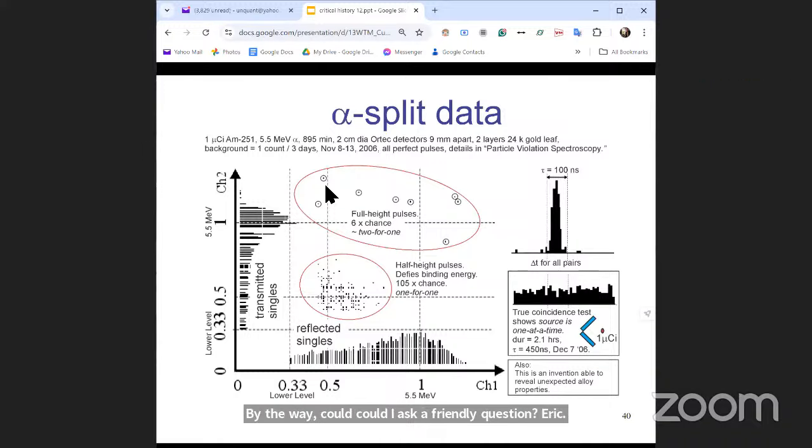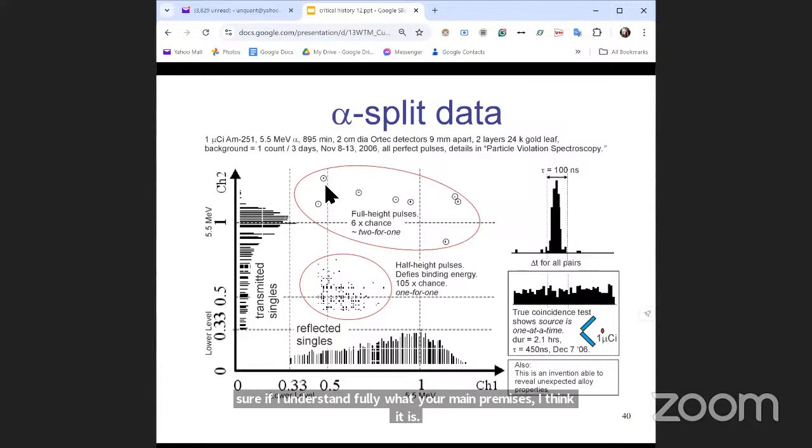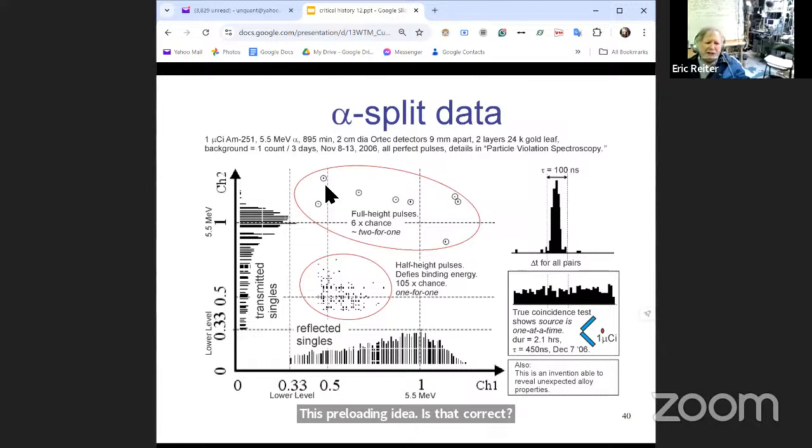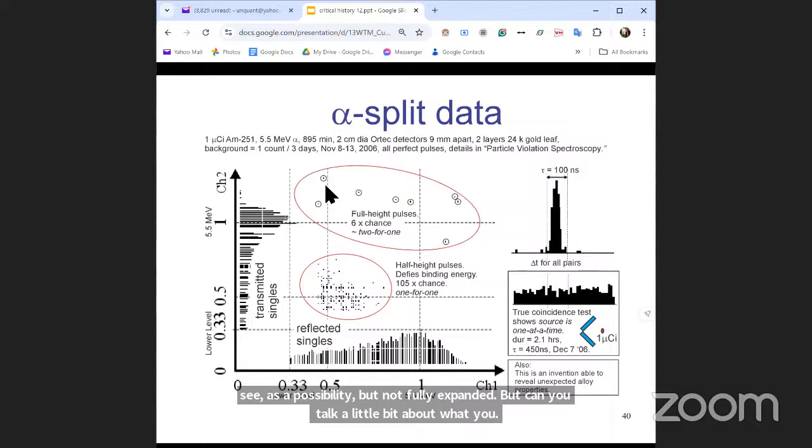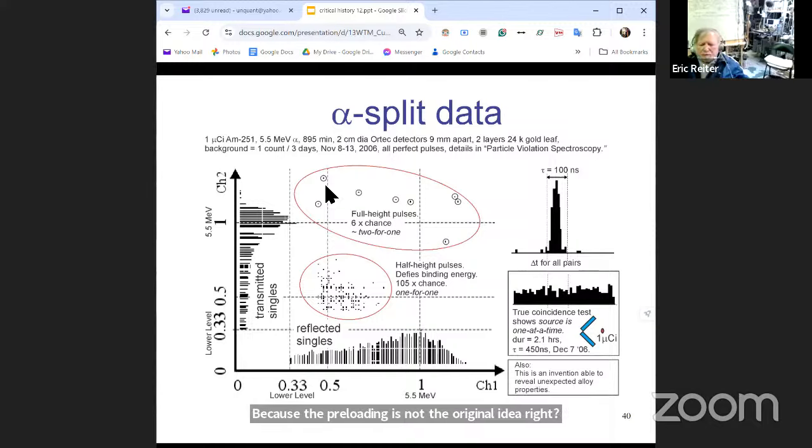Eric, I'm not sure if I understand fully what your main premise is. I think it is this preloading idea. Is that correct? That's a big part of it, yes. Okay. Can you explain the preloading as much as you can? I realize that for you it's something that you see as a possibility but not fully expanded. But the preloading is not in the original Schrödinger idea, right? The preloading is your own idea.